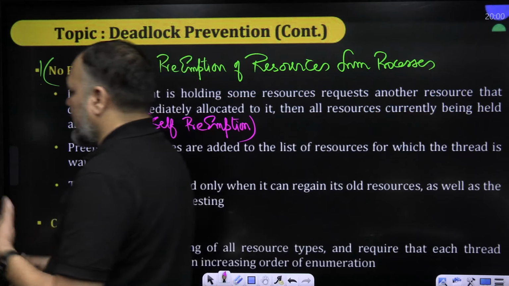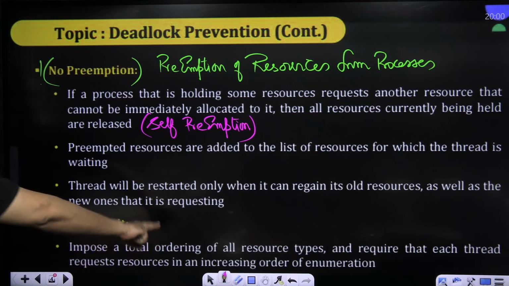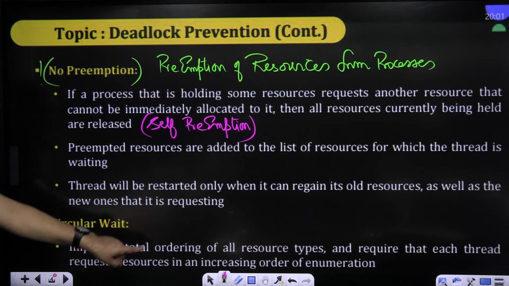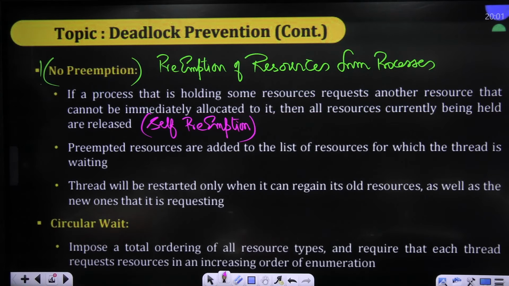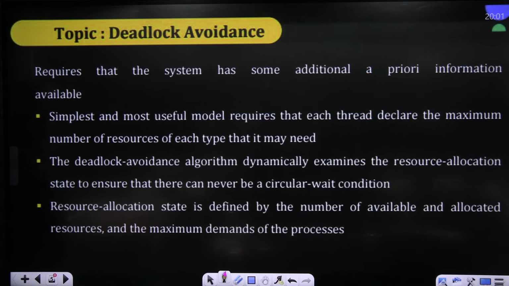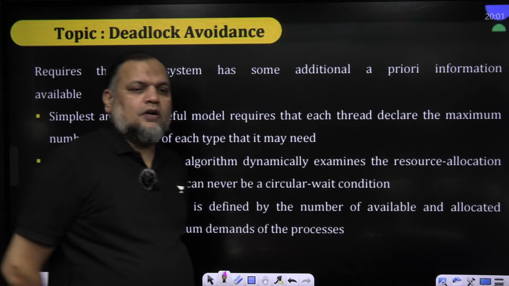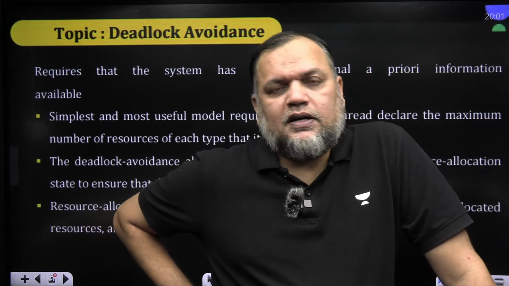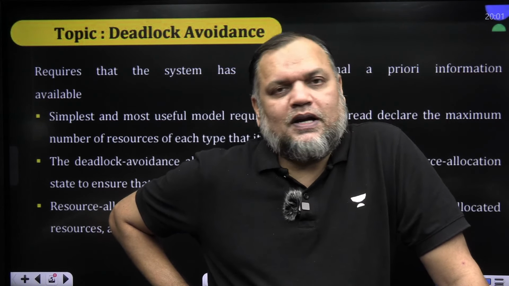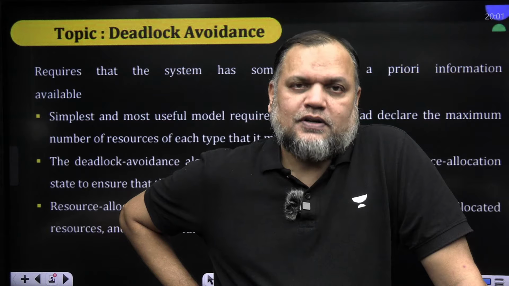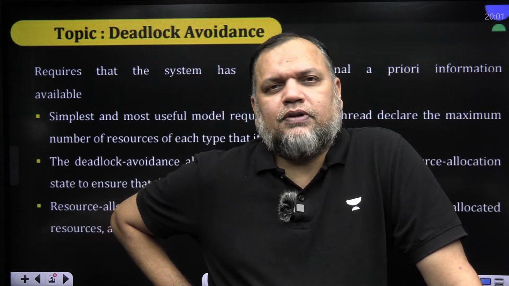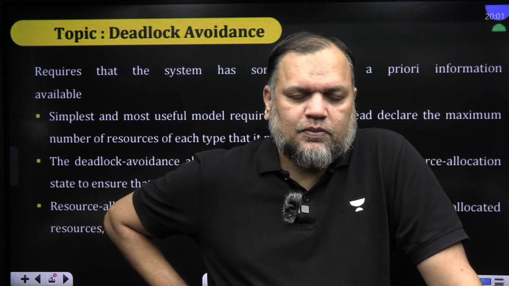Impose a total ordering, linear, increasing or decreasing ordering of all resource types and require that each process requests resources in an increasing order of enumeration. So this is the second approach. So this is the basic ideology of deadlock prevention. So deadlock can be prevented by dissatisfying hold and wait, by dissatisfying no preemption, by negating or dissatisfying circular wait. So deadlock can be prevented at the generic cost of the starvation problem.